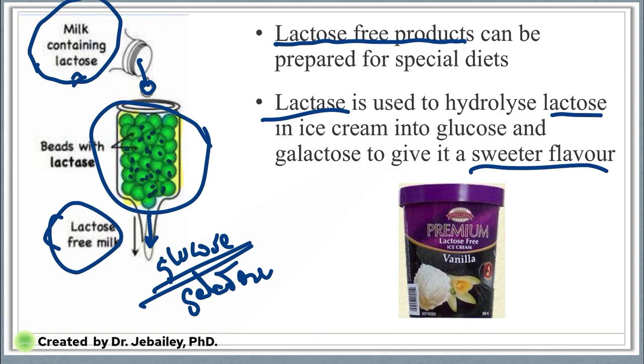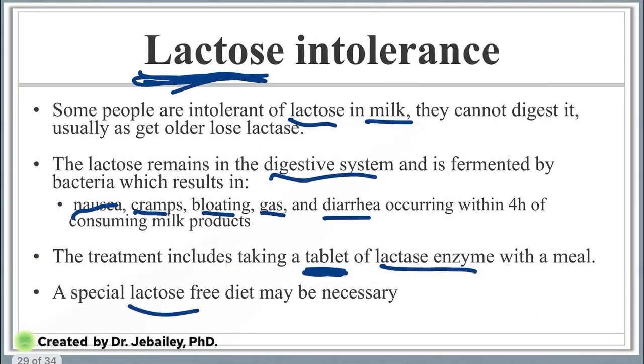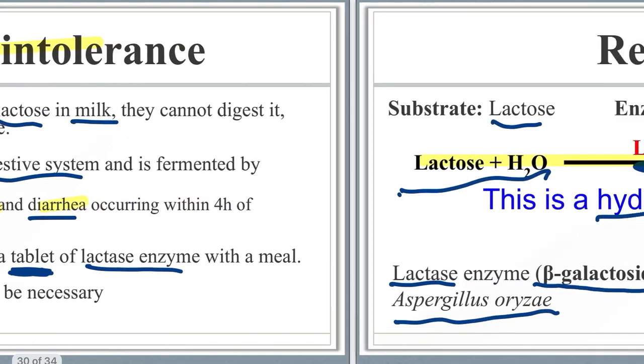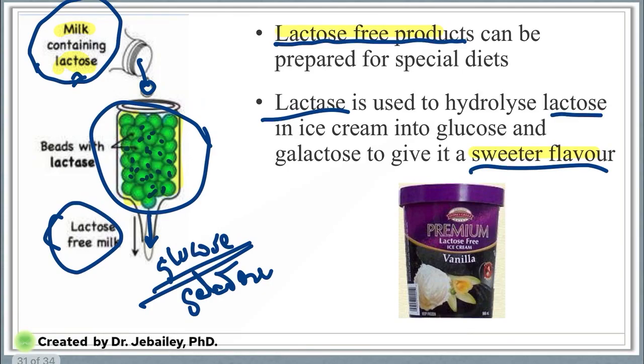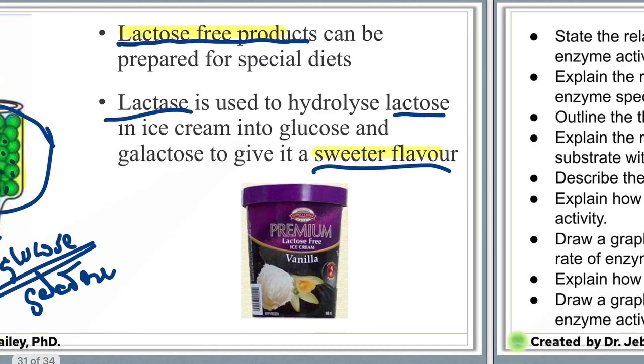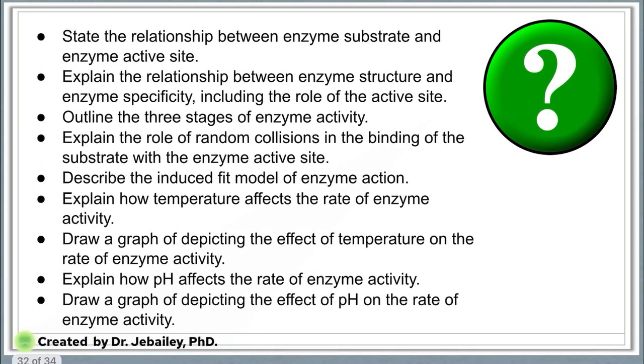So you can mention how they're used in the factory to break down the lactose from milk, and that means they produce lactose-free products. And these lactose-free products are very sweet. And what do these guys do? They stop people who are lactose intolerant from having nausea, cramps, bloating, gas, and diarrhea. That's how you get the points for talking about enzymes in the industries and lactose-free and lactose intolerance and all this stuff. And that's pretty much for this topic 2.5 on enzymes.